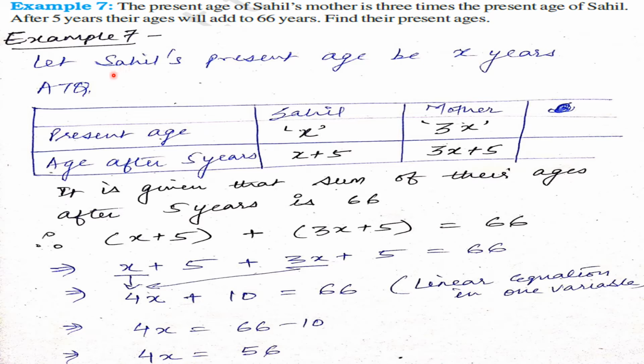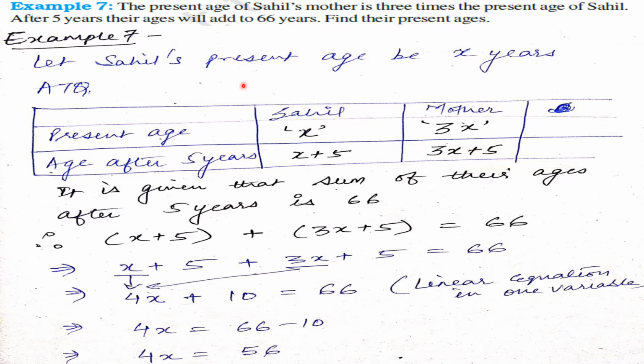Similarly, whatever the present age of Sahil and her mother, we will have to add how much in both of them? 5 years each. That is why I have made one more row, that is age after 5 years. And hence Sahil's age is how much? x plus 5, because I have added 5 years in Sahil's age. Similarly, mother's present age is 3x. After 5 years, her age will be 3x plus 5.